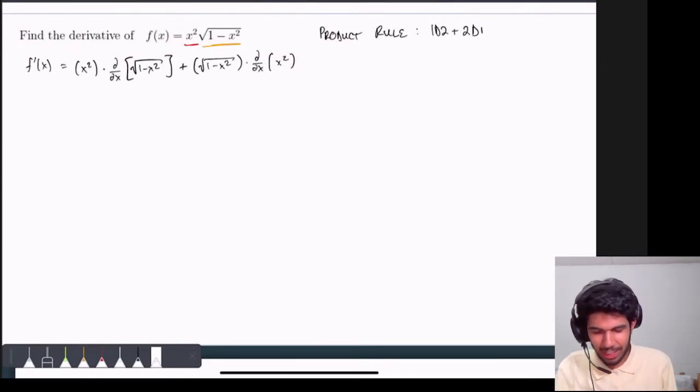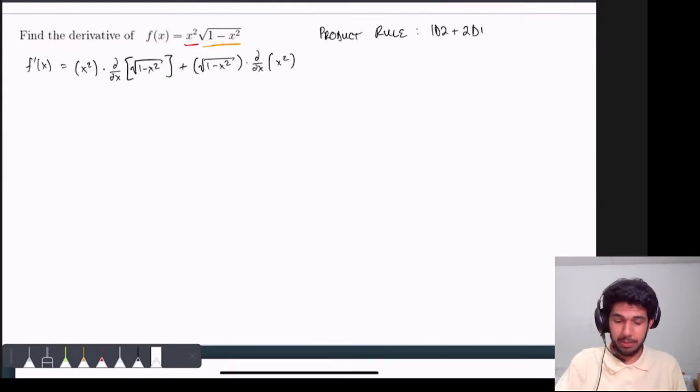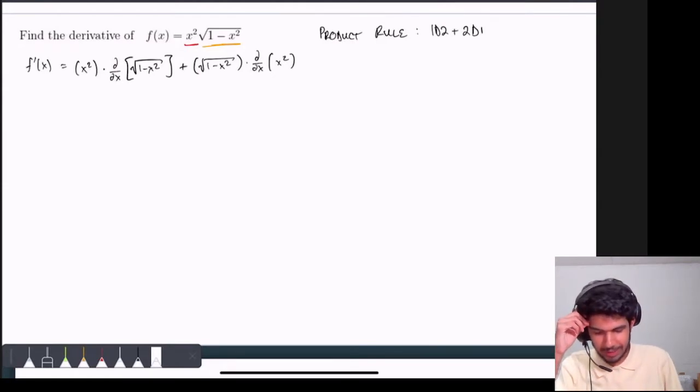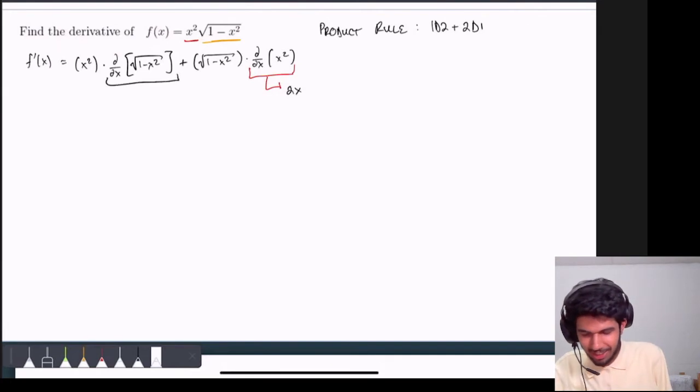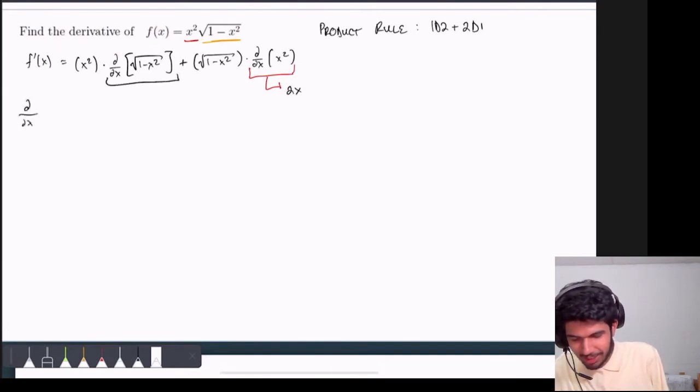But anyway, so we have the product rule, and it makes sense. And, well, this second term here, this d dx of x squared, we should know this pretty easily by now by the power rule. That just goes to 2x. But now we have to compute this term, which is not looking too great. So let's try it. d dx of the square root of 1 minus x squared.